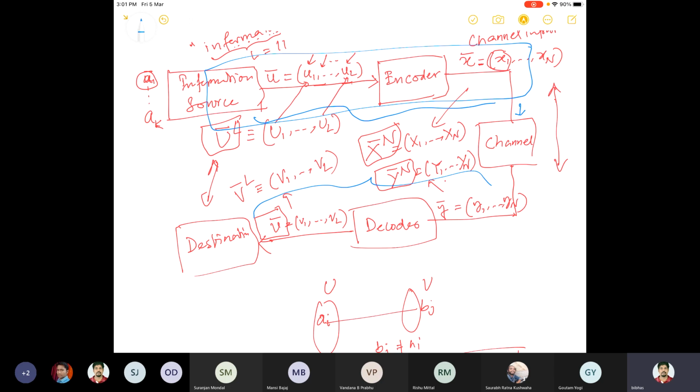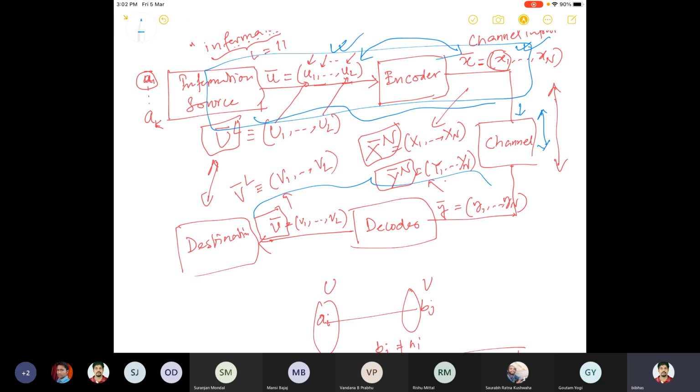Then the question will be, how do I design my encoder? Suppose I want to send this, how do I design my n and l, and x1, x2, xn, and v1, v2? How do I make this kind of a map from here to here such that the source entropy being less than the channel capacity can be achieved? Because it is independent of what is happening here. This process of encoding is independent of what is happening here.